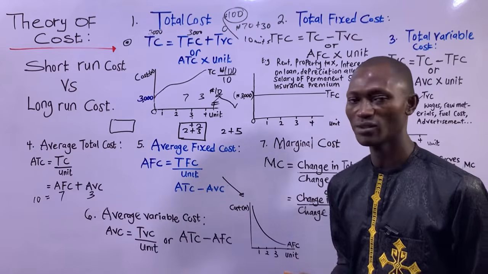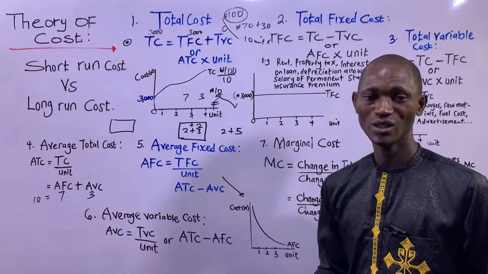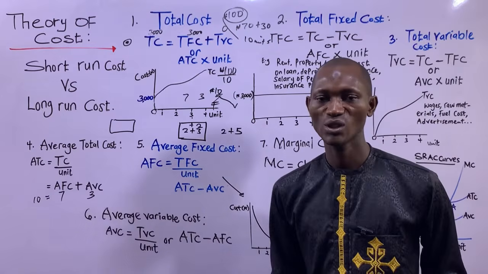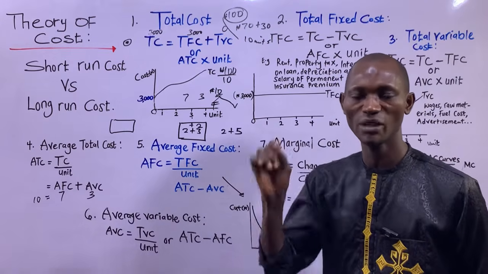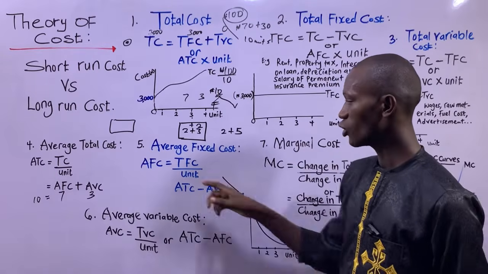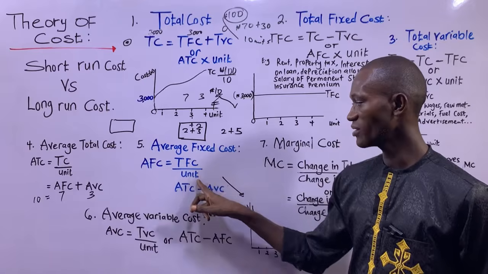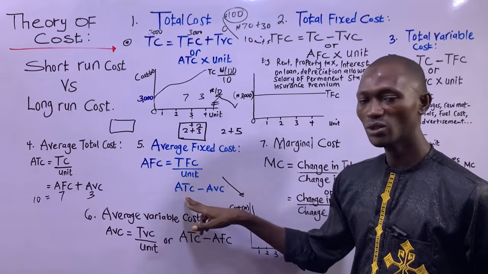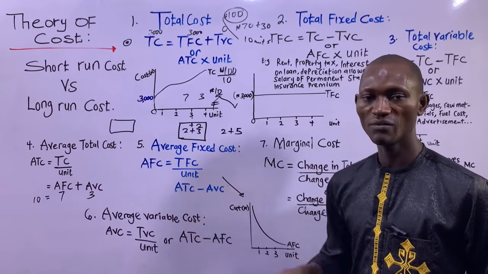Then average fixed cost now. Average fixed cost is the total fixed cost per unit of output. That means the total fixed cost you spend to produce 1 unit of output. So to get your average fixed cost, that's total fixed cost divided by units produced, or average total cost minus average variable cost.